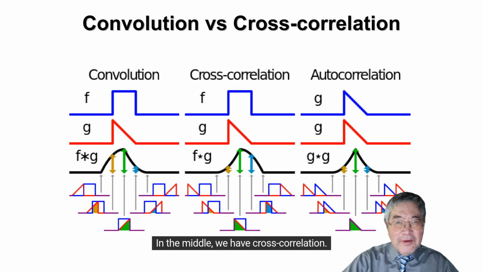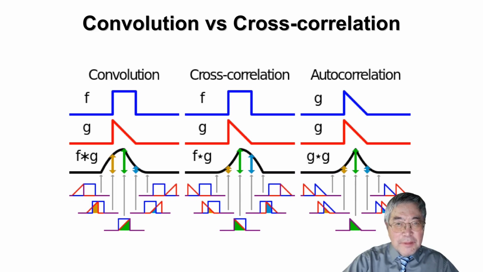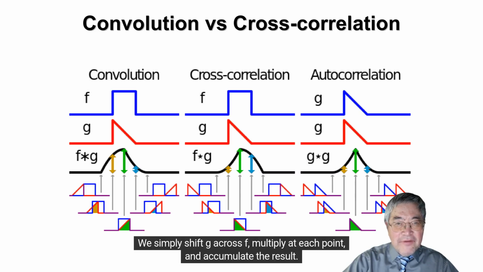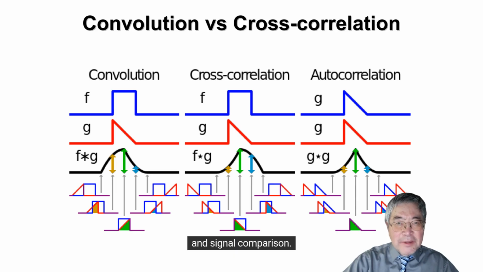In the middle, we have cross-correlation. It follows the same steps as convolution, except there's no flipping of g. We simply shift g across f, multiply at each point, and accumulate the result. So visually, the shapes are the same, but the symmetry is different. This matters in pattern alignment and signal comparison.